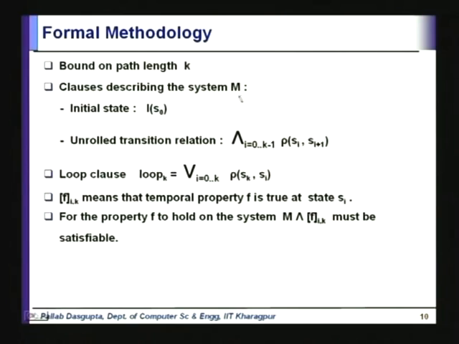So, is it clear? These are the clauses from the transition system and the initial state. This is the loop clause. Okay. Loop clause is not going to be added all the time. We will add it for specific properties like Gp. And let F_i^k denote that the temporal property F is true at the state Si, under bound k, or within the bound k. For the property F to hold on the system M, M and F_i^k must be satisfiable.